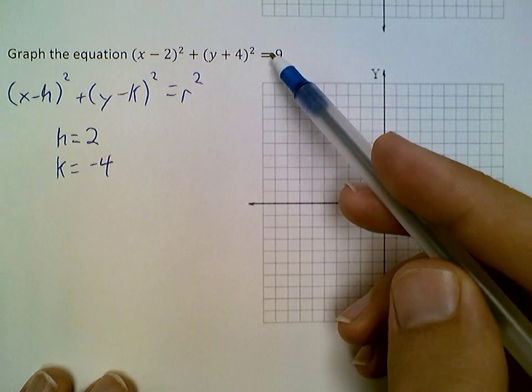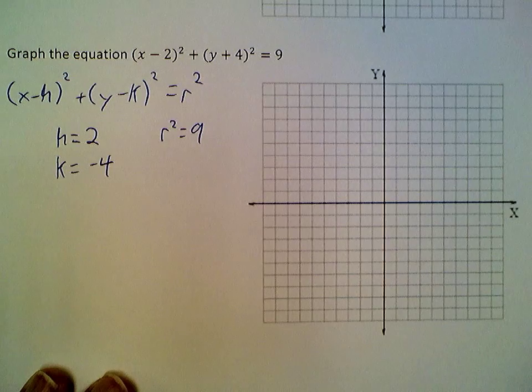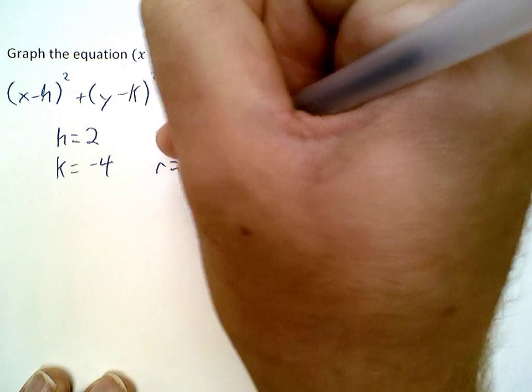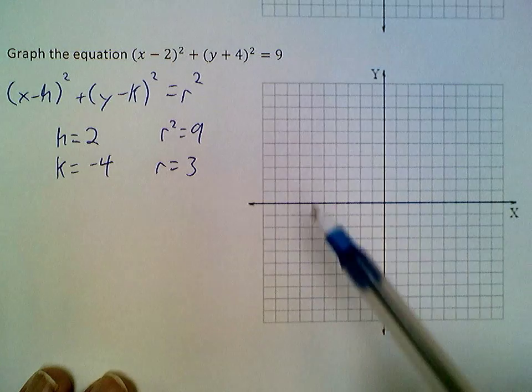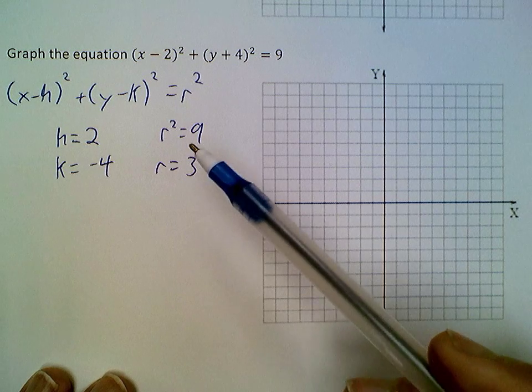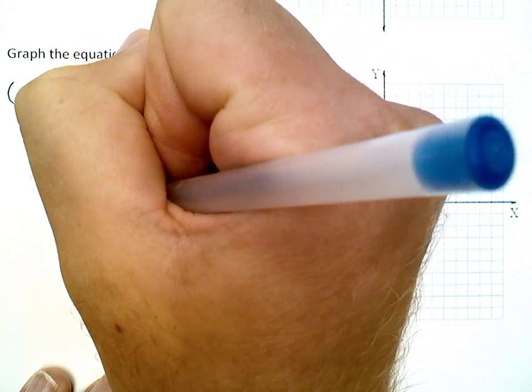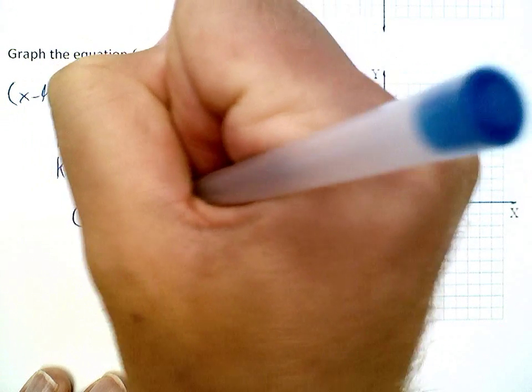And then what about my r? So r squared is 9. So if r squared is 9, that means your r is 3. So just be careful with this. The radius isn't 9, the radius is 3. Okay, so that means my radius is 3, and the center of my circle is at the point (2, -4).